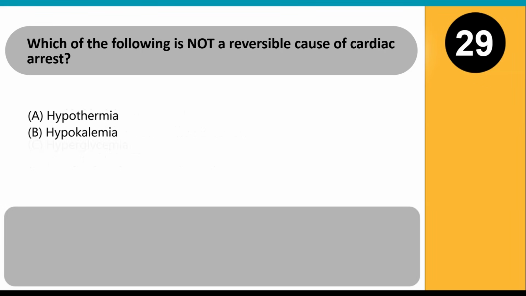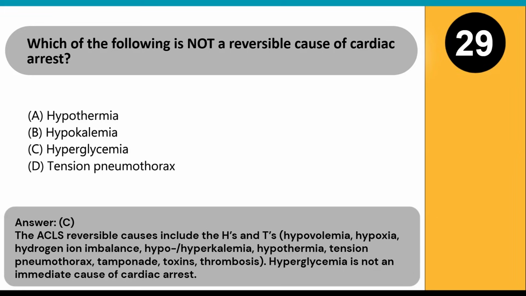Which of the following is not a reversible cause of cardiac arrest? A. Hypothermia. B. Hypokalemia. C. Hyperglycemia. D. Tension pneumothorax. Answer: C. The ACLS reversible causes include the H's and T's: hypovolemia, hypoxia, hydrogen ion imbalance, hypo-/hyperkalemia, hypothermia, tension pneumothorax, tamponade, toxins, thrombosis. Hyperglycemia is not an immediate cause of cardiac arrest.